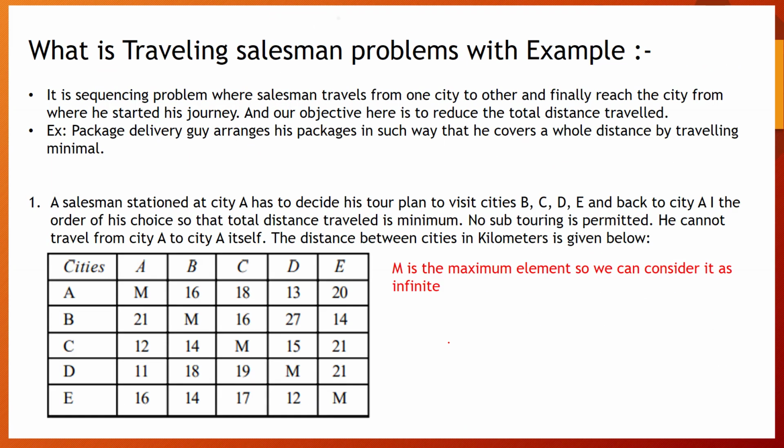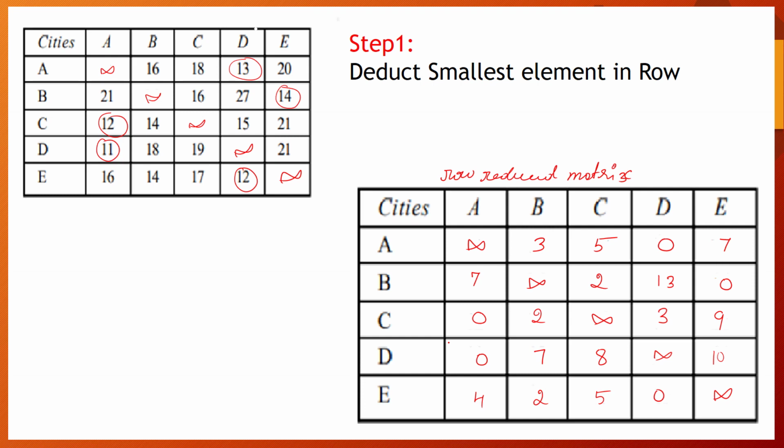So here first we saw what is traveling salesman, and we saw a simple example, the package delivery guy. Next we have the question which we have solved in this video. Here we have 5 cities where the traveling person will move from one to one and he will reach the same city A again. He cannot go from A to A or any city to the same city. All the values are in kilometers.